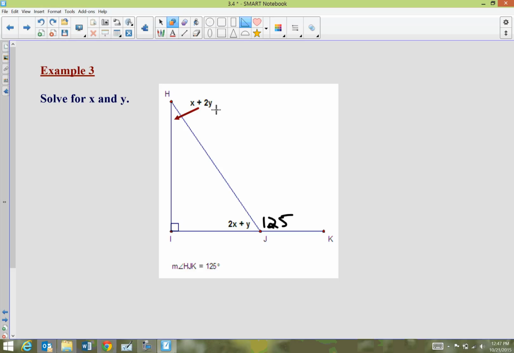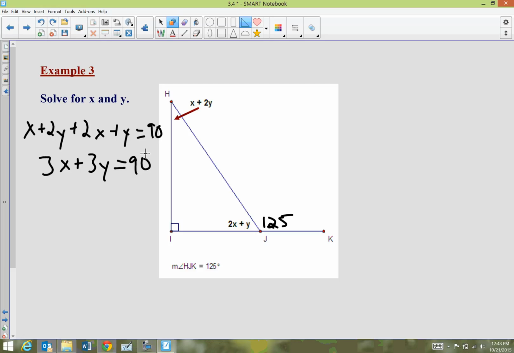So one thing I notice about this triangle, we've got a right triangle, and we know that the acute angles of a right triangle have to be complementary. In other words, they have to add to 90. So we know that x plus 2y plus 2x plus y equals 90. And if I clean that up a little bit, we get 3x plus 3y equals 90.